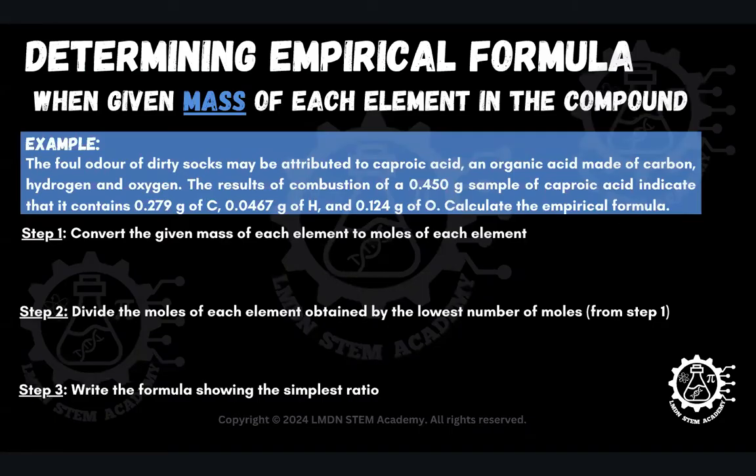So this is a combustion. We're taking a sample here and we're combusting it, so we are reacting it with oxygen. And so we end up getting these masses in the end. And so let's go to our step one, as we just discussed. In step one, we are going to convert the given mass of each element to moles. Why are we doing that?